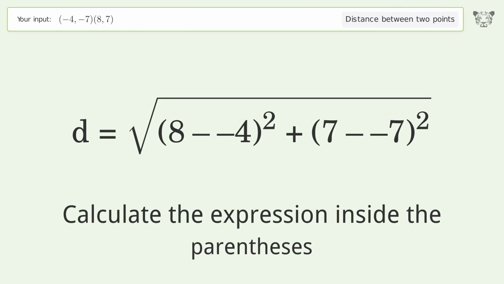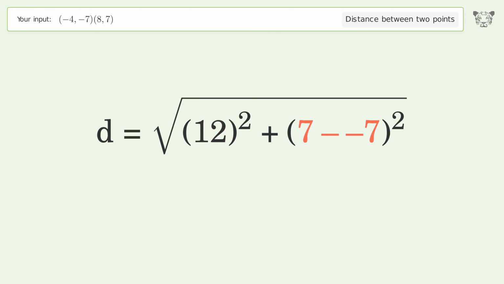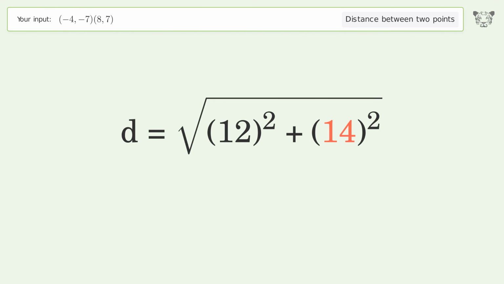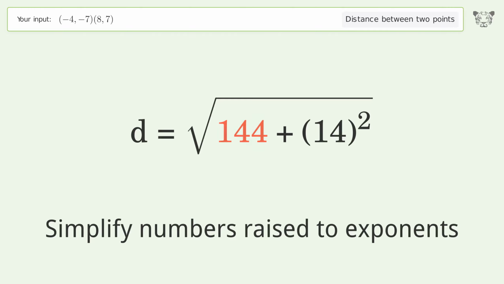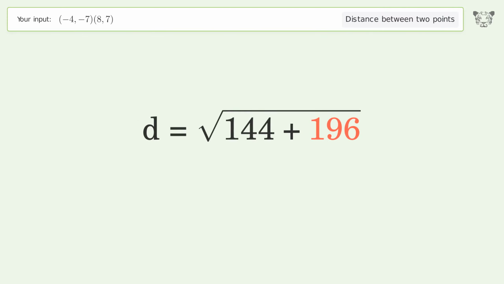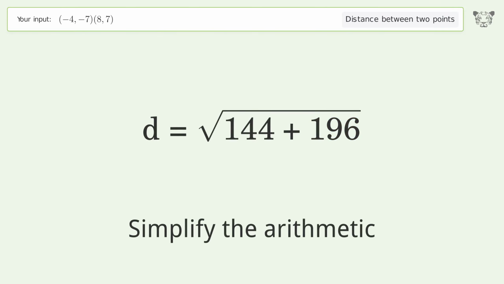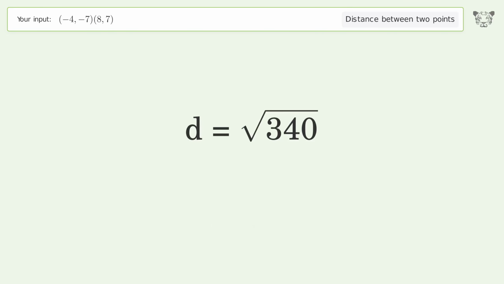Calculate the expression inside the parentheses. Simplify numbers raised to exponents. Simplify the arithmetic. And so the distance between the 2 points is the square root of 340, or 18.439.